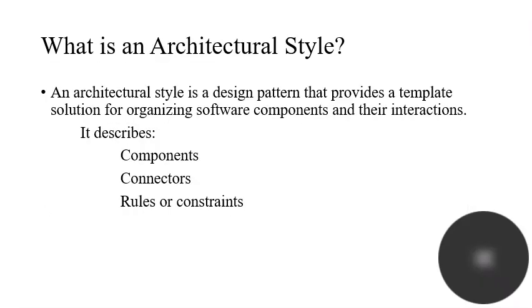What is architectural style? Architectural style is a design pattern that provides a template solution for organizing software components and their interaction. It describes components, that is modules, object layers, and connectors, for example function calls, data flows and protocols. Next, rules and constraints. This describes how the components interact with each other.